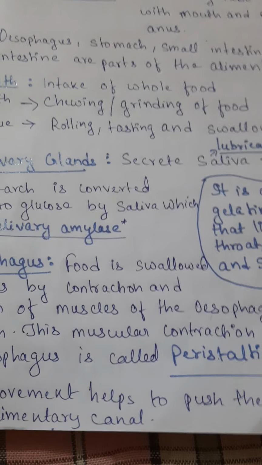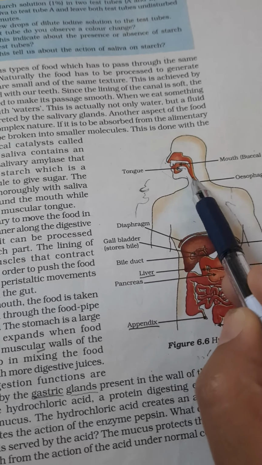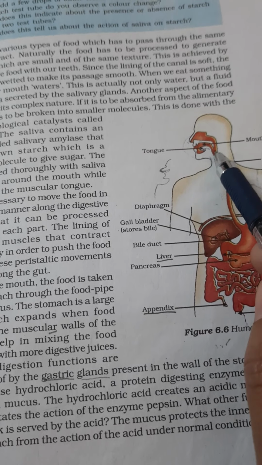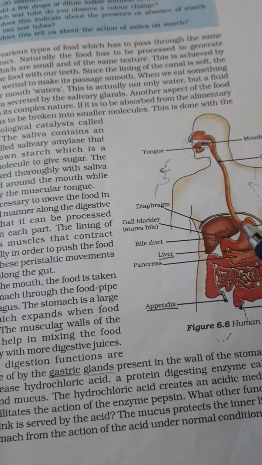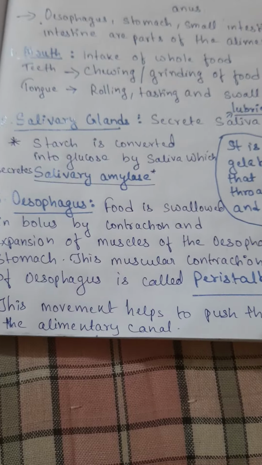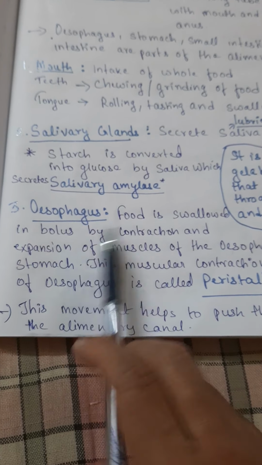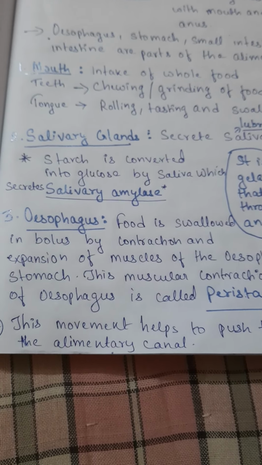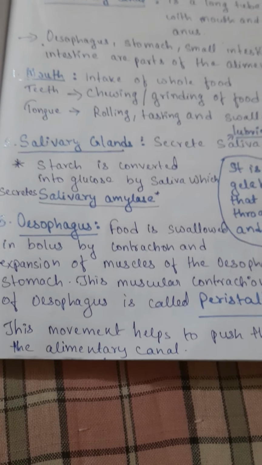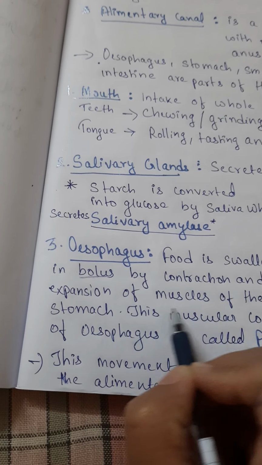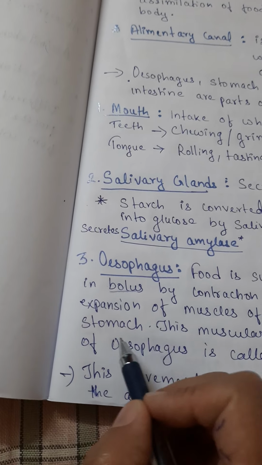Now, after chewing it, we push the food into the esophagus. From here, it moves to the esophagus. The esophagus starts from the mouth and goes till the stomach. It is the longest one. Now, in the esophagus, food is swallowed as bolus. Bolus means, like, small lumps like grass, while we push it inside in the form of bolus by contraction and expansion of muscles of the esophagus to the stomach.